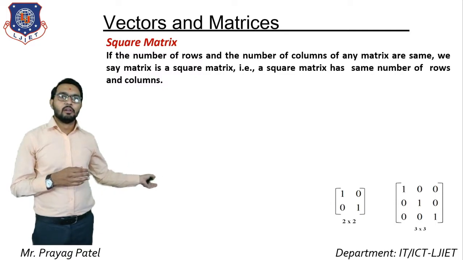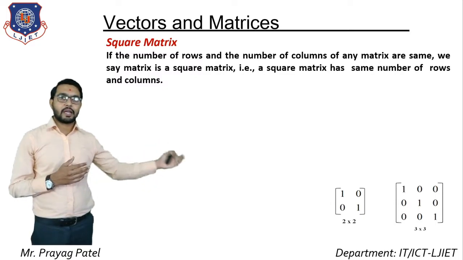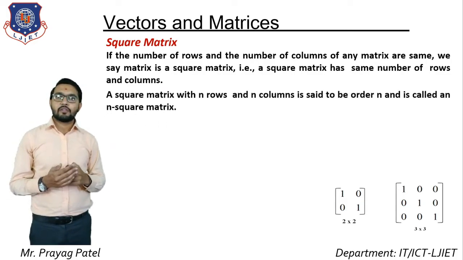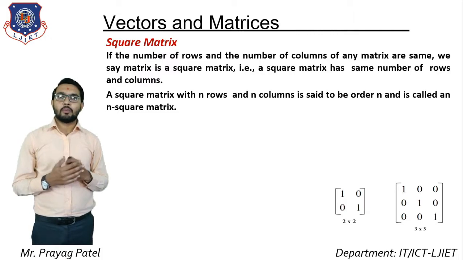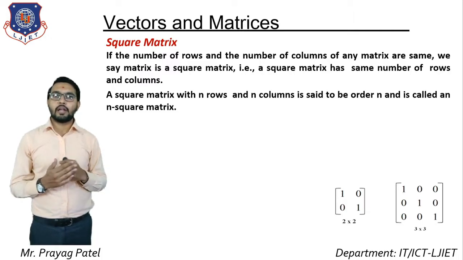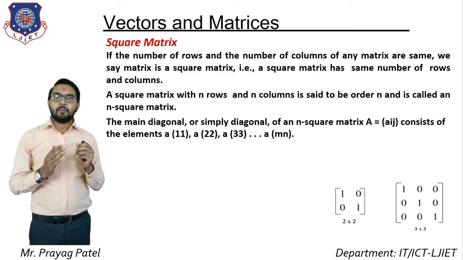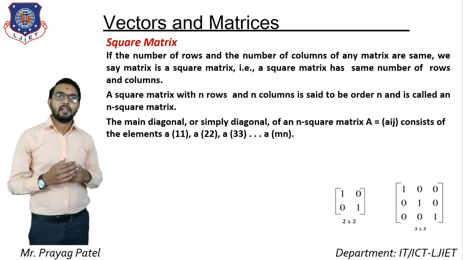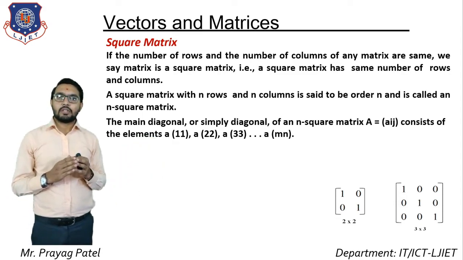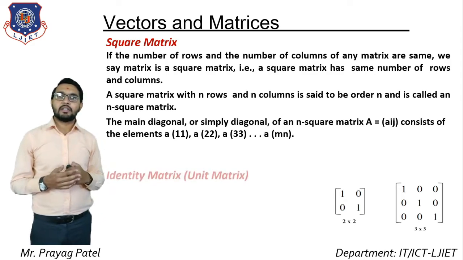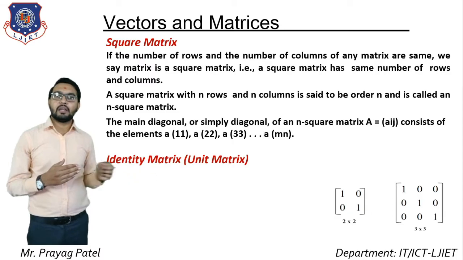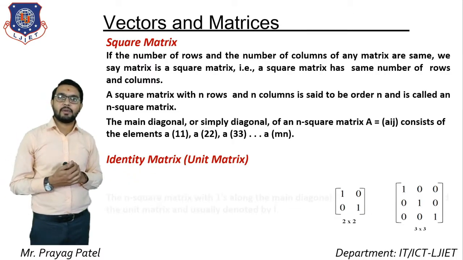For example, the first matrix is 2 cross 2 and the second matrix is 3 cross 3, and both are square matrices. A square matrix with n rows and n columns is said to be a square matrix of order n. Consider the main diagonal, the 1 1 entry in this figure. If the main diagonal values are 1, then it is considered an identity matrix. Okay, so the identity matrix is the next definition.